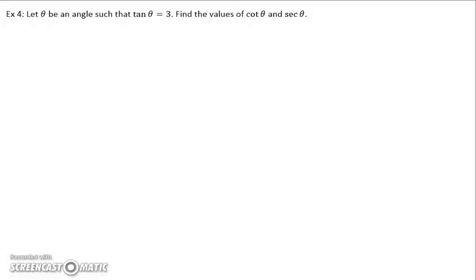So let theta be an angle such that tangent of theta equals 3. Find the values of cotangent and secant. That's actually a typo. I apologize. That should say secant squared of theta. So the first thing we want to think about, we know that tangent of theta equals 3, and we want to know cotangent. So we know cotangent is really just 1 over tangent. So cotangent is going to be 1/3.